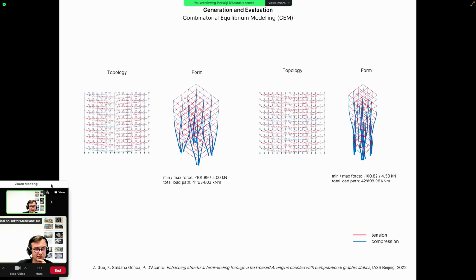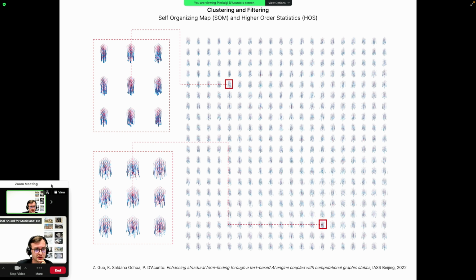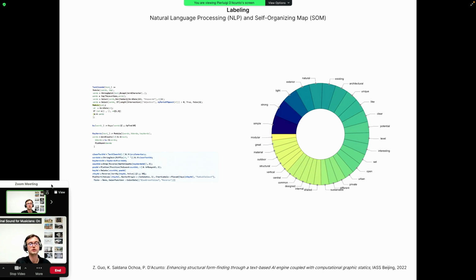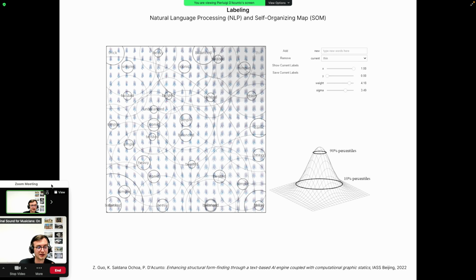So we see here some tests with this at the level of high-rise structures, again, the topology and the form. And here we see the SOM with different types of structures. Here again, different samples from the initial data sets. And then here the phase in which we introduce the labels to assign a specific qualitative connotation and features to the structures. And this is done on top of the SOM, and the human designer is able to assign specific labels to specific parts of the SOM by using this graphical interface.